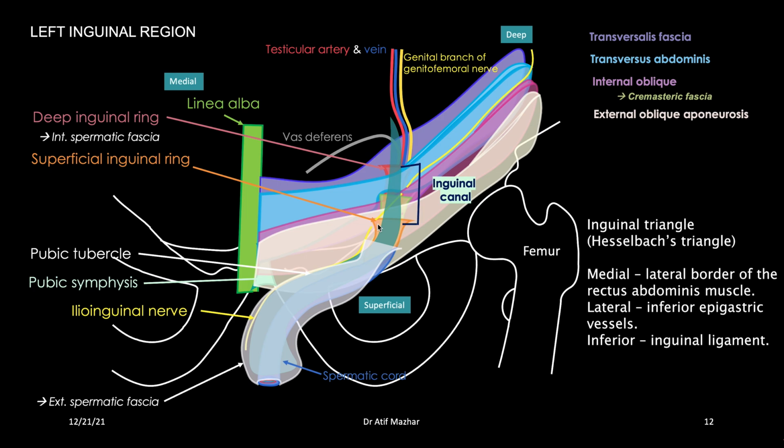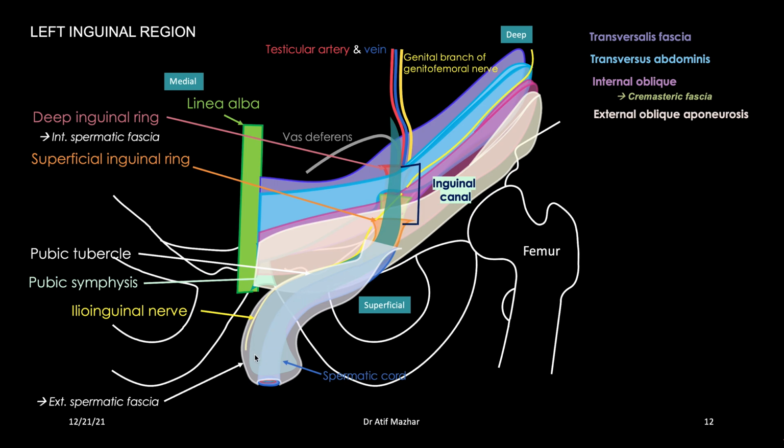And this triangle, I have told you its boundaries. The inferior epigastric vessels laterally, the rectus abdominis muscle medially, and the floor is made by my inguinal ligament. And this triangle is famous with the name of Hesselbach triangle. So any hernia which passes through this area, this is called Hesselbach triangle, and which comes out of this, and then enters the canal, passes through the superficial ring, reaches the scrotum. That is a direct inguinal hernia. For femoral hernia, that's a different thing. But remember, the femoral sheath is also connected to my fascia transversalis.